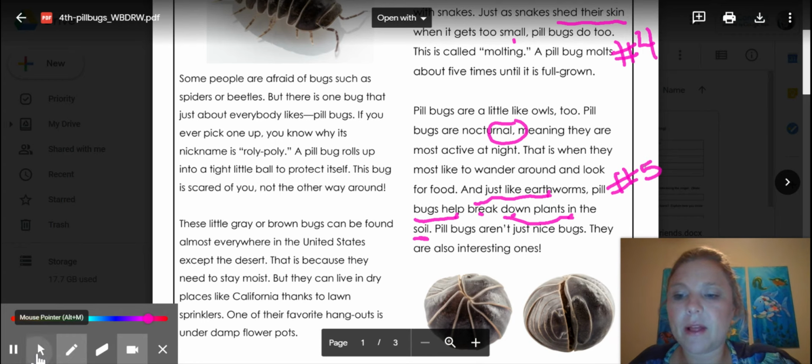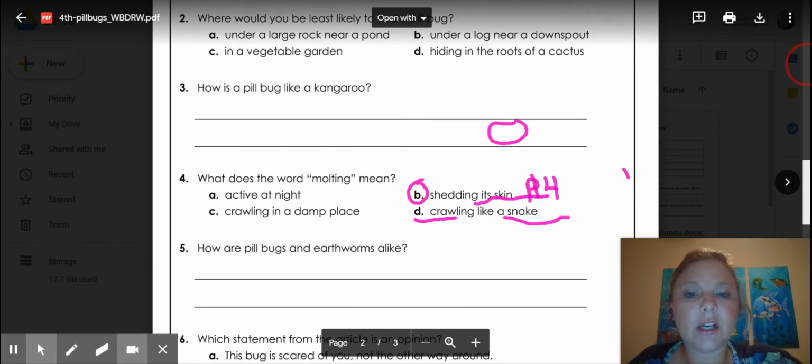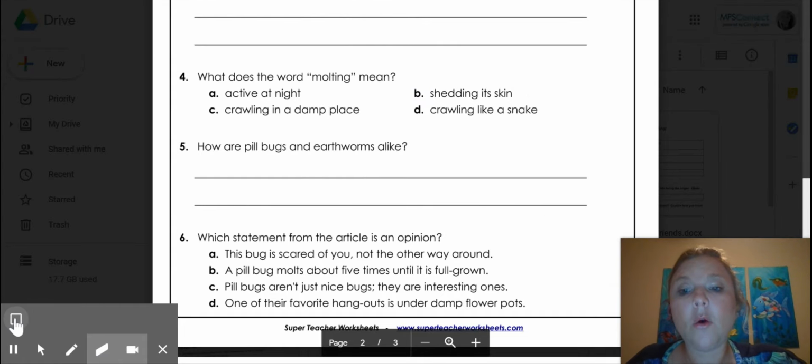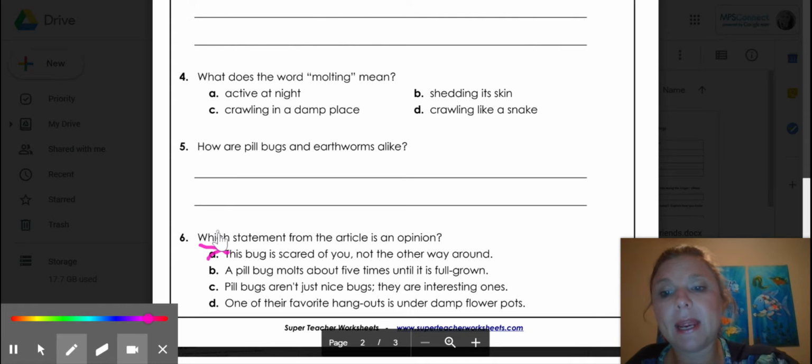Okay, I think we're on the last question. The last question is number 6. Which statement is an opinion? Well, to best figure out this answer, you need to read all of the choices. The bug is scared of you, not the other way around. Well, we know that that's the truth. We even saw our roly-poly that visited us roll up in a ball. So I know that that's true. That is not an opinion. So it can't be A.